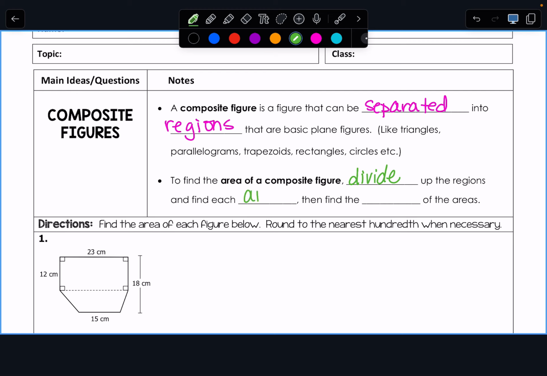We're going to find each area and then add them together.